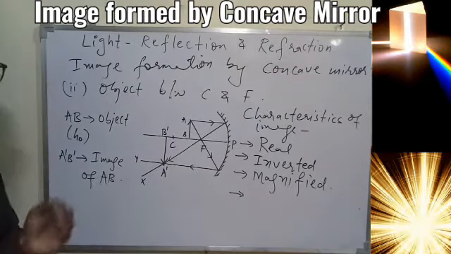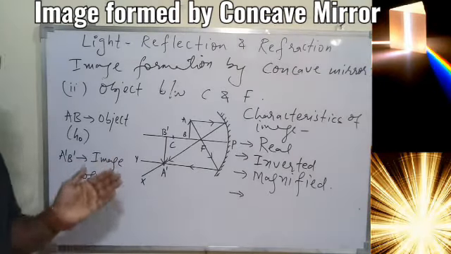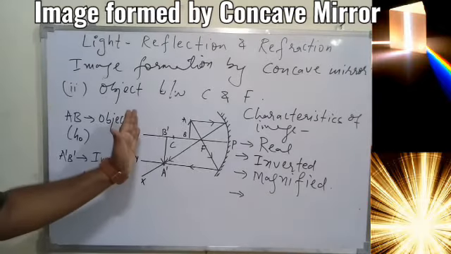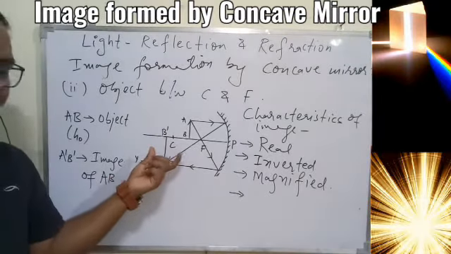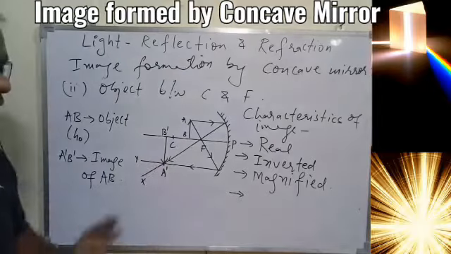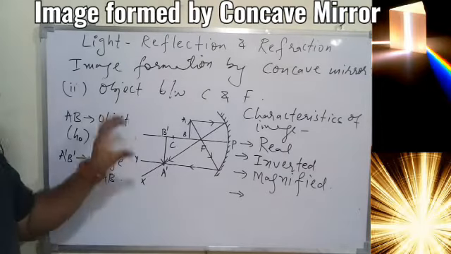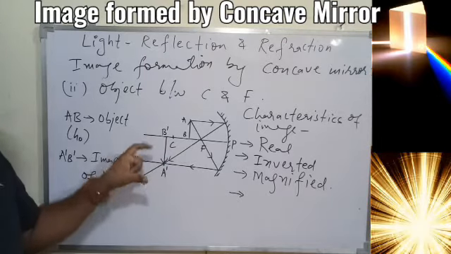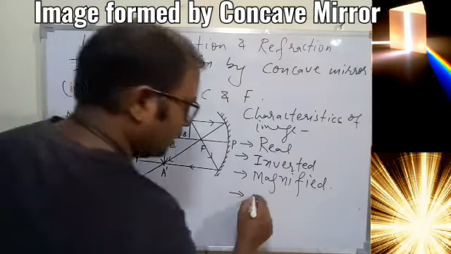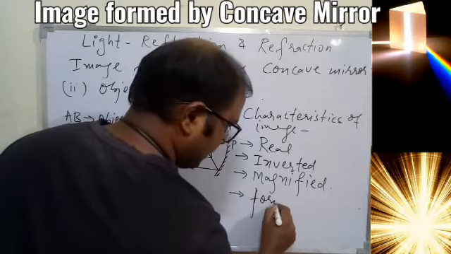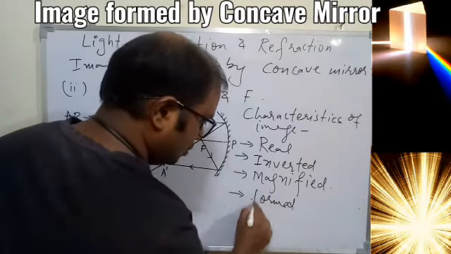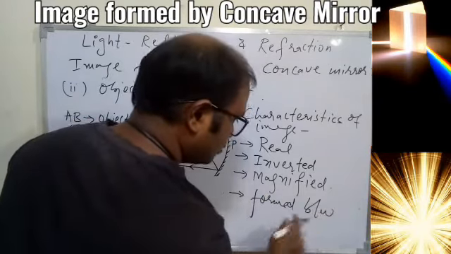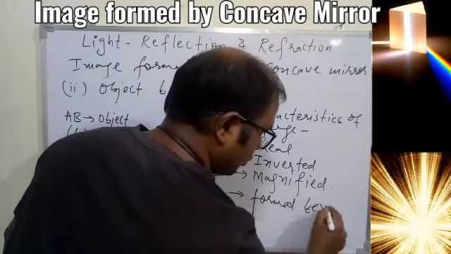So it is just the opposite case of the previous one. In the previous one, we placed the object beyond C, image was between C and F, and image was smaller. Now in this case, just opposite. So when we place the object between C and F, image is shifted here, that is beyond C, and image is bigger. So we can say formed beyond C.